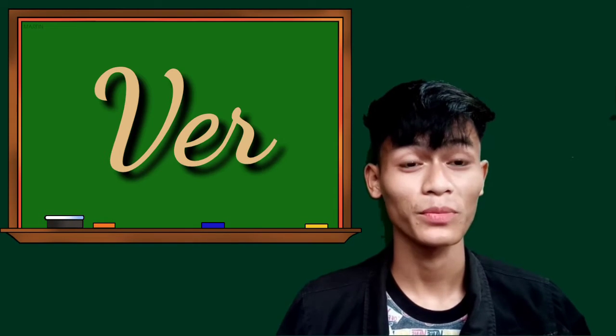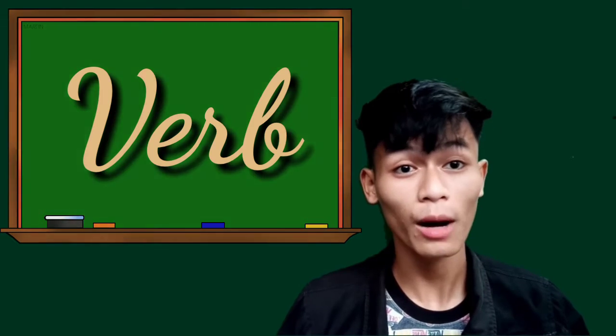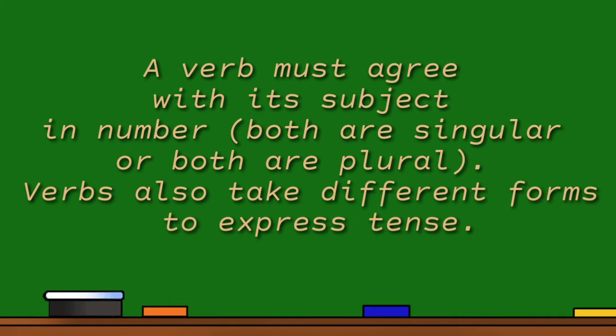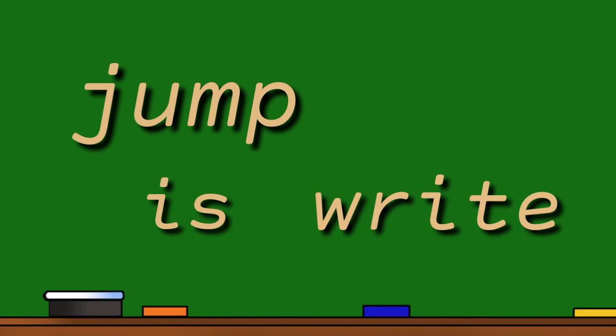The third part of speech is the verb. A verb is a word that expresses an action or a being. There is a main verb and sometimes one or more helping verbs. A verb must agree with its subject in number. Both are singular or both are plural. Verbs also take different forms to express tense. For example, jump, write, and become.